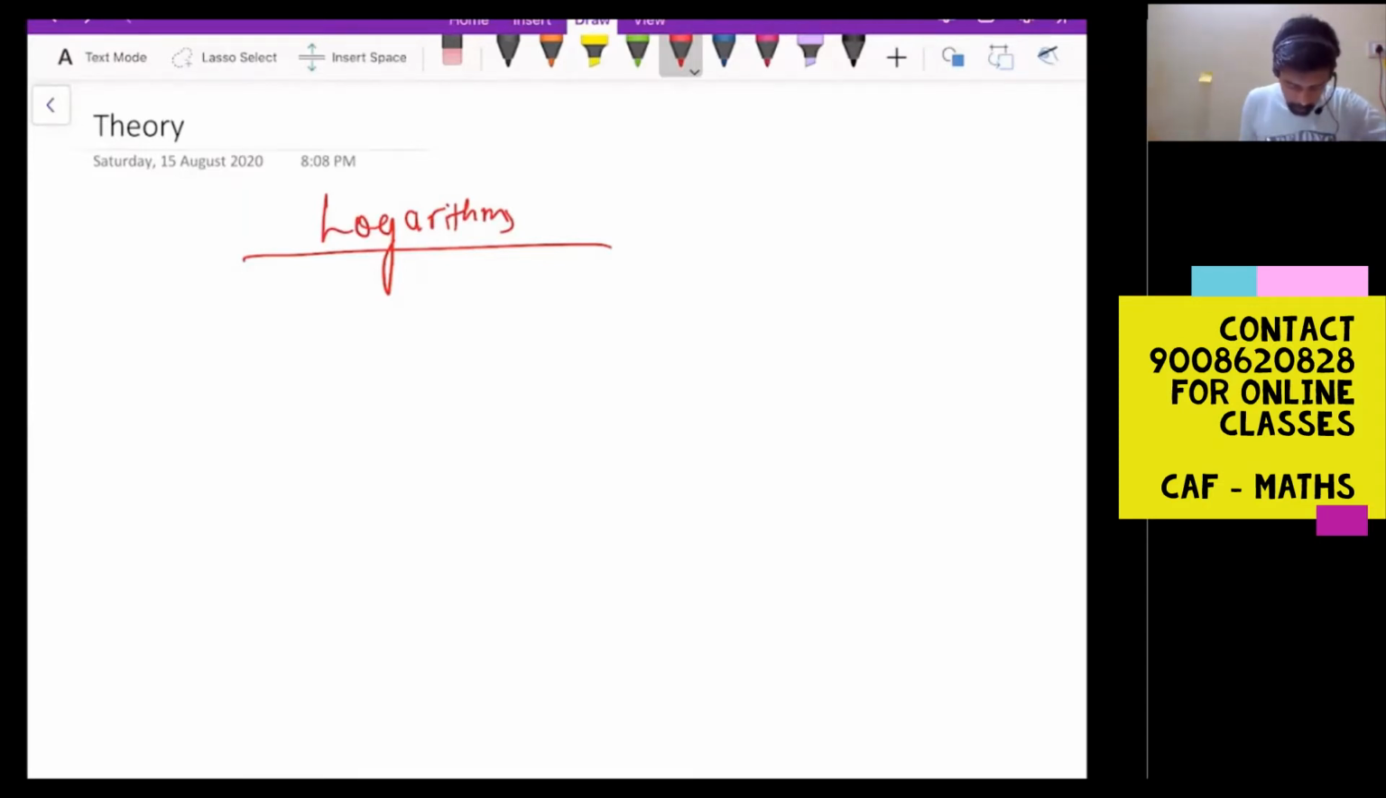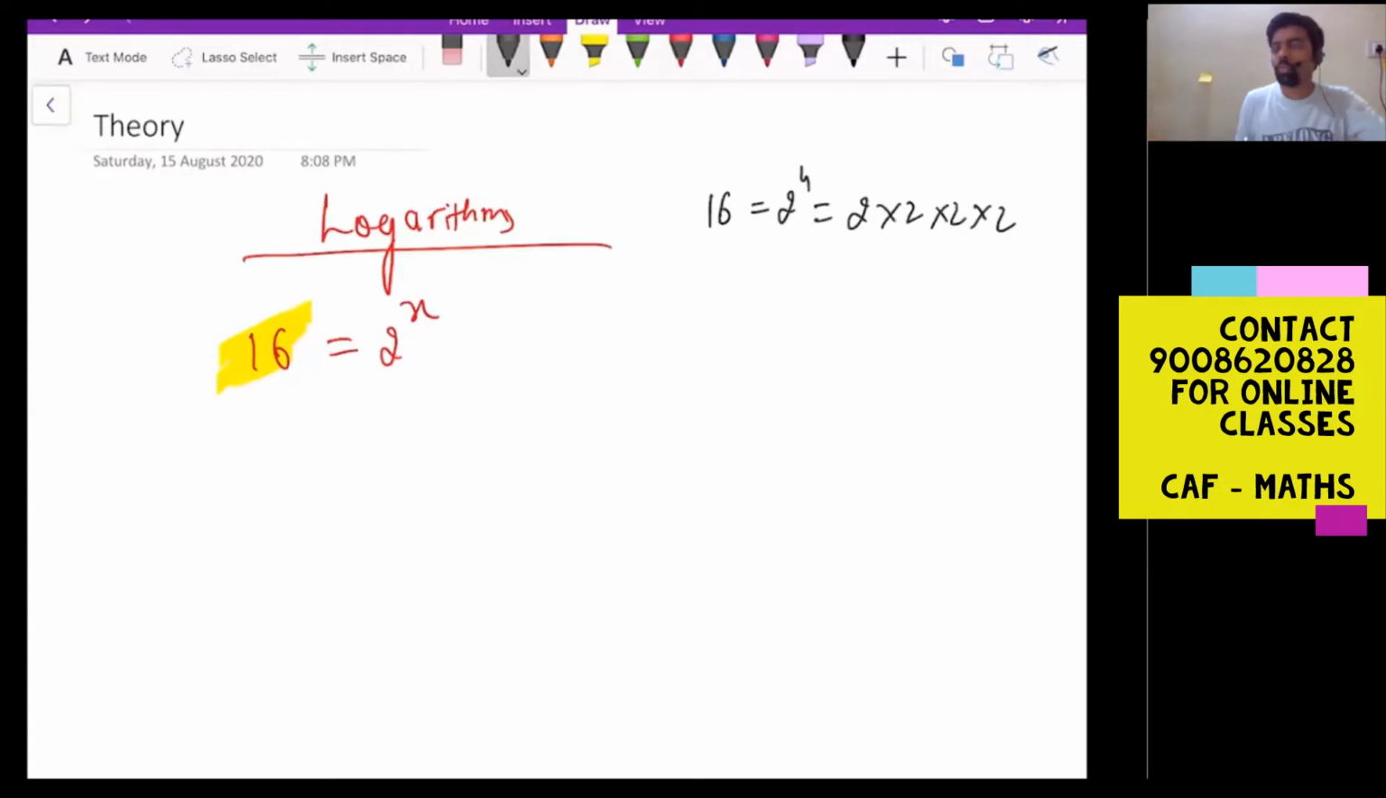For example, 16 is equal to 2 to the power x. Now tell me how to find the x value. Even this 16 can be written as 2 to the power 4, correct? 2 into 2 into 2 into 2, multiplied 4 times, we get 16, right? So 16 can be written as 2 to the power 4.